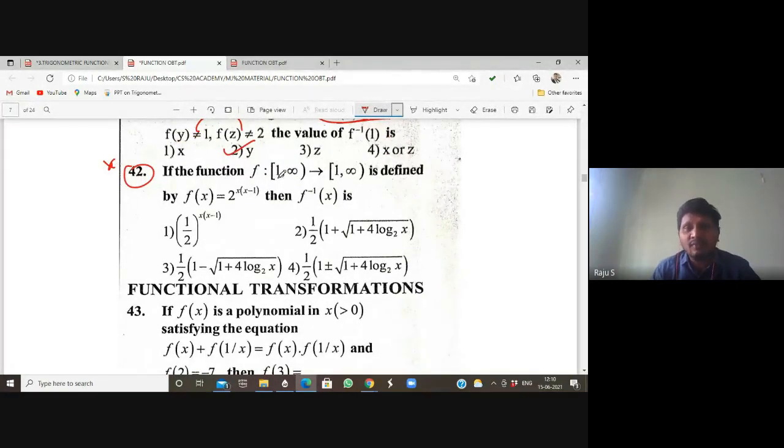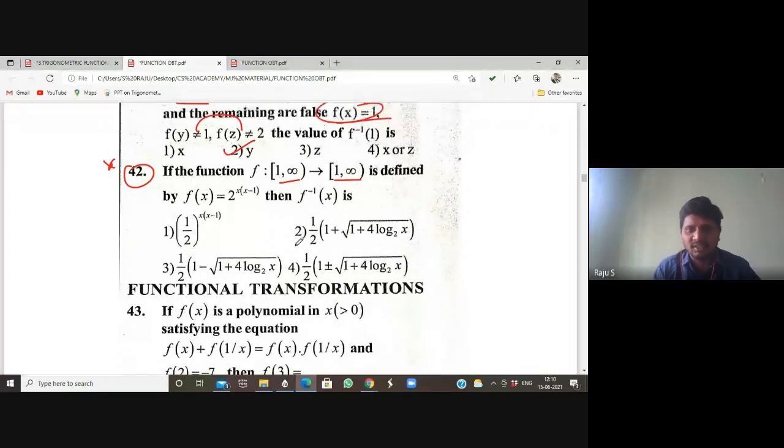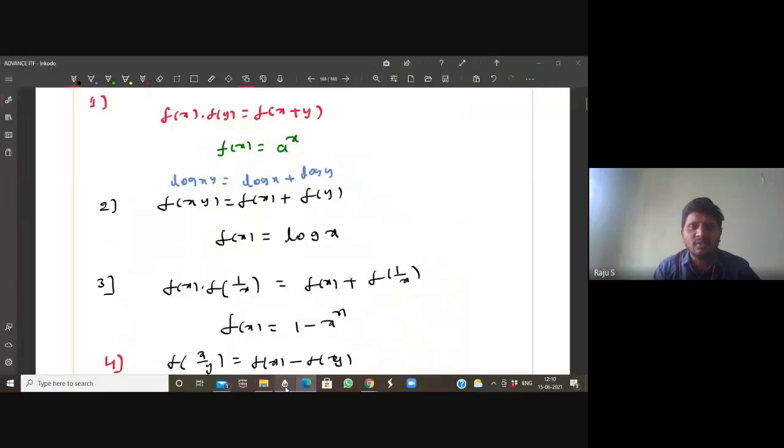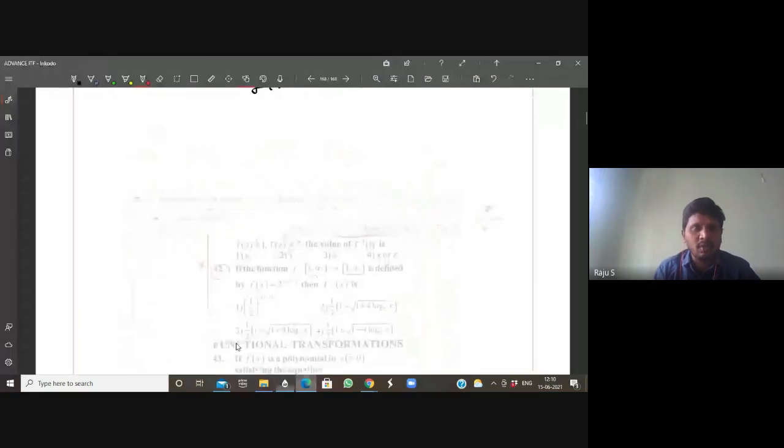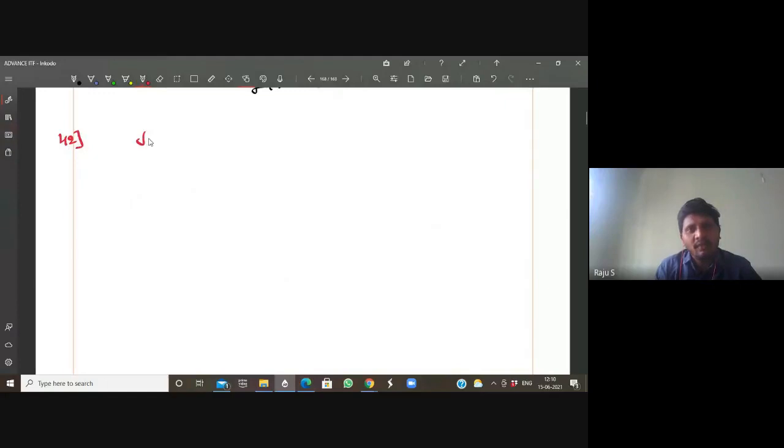They define from 1 to infinity to 1 to infinity. Domain will be 1 to infinity, and the range will be 1 to infinity. So the function clearly they given as 2 power x into x minus 1. Then we need to find inverse of given function. So what is the given function here? Question 42, f of x is clearly equal to 2 to the power of x into x minus 1.